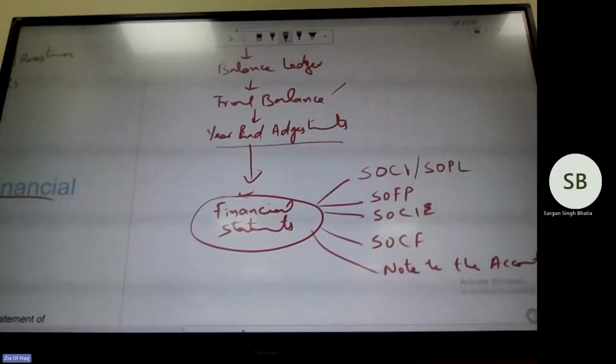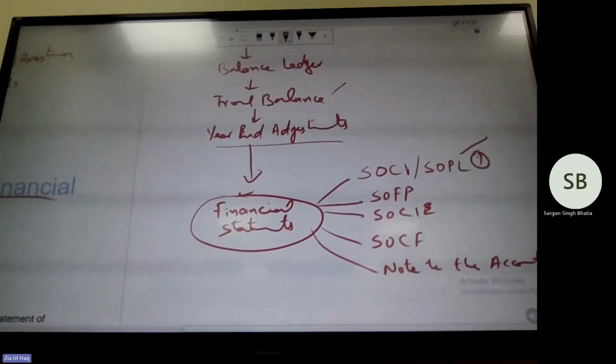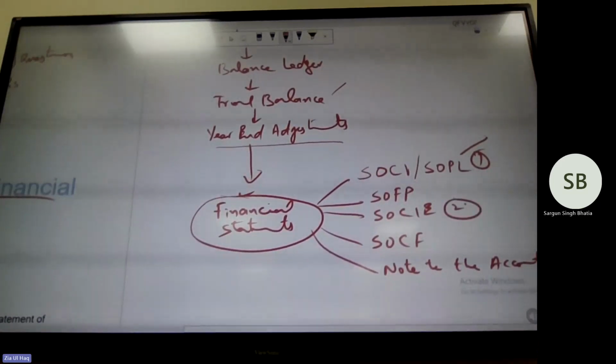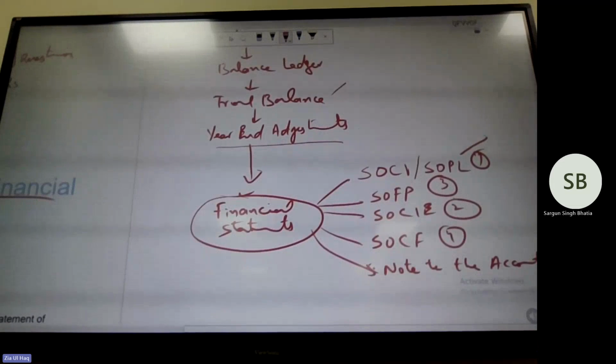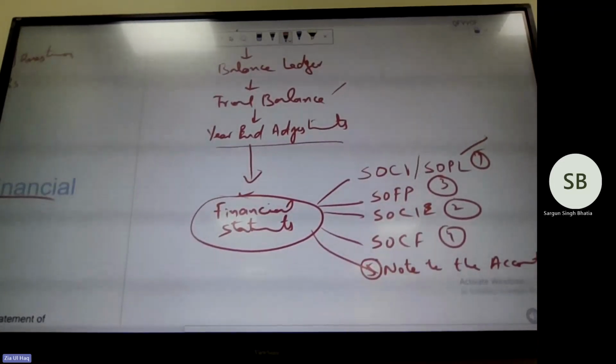How will we prepare financial statements? First of all, we need to prepare statement of profit and loss account. Then we need to prepare statement of changes in equity. Then we can prepare statement of financial position. And then we can prepare statement of cash flow and notes to the accounts. But first, we need to prepare statement of profit and loss account, also called statement of comprehensive income.